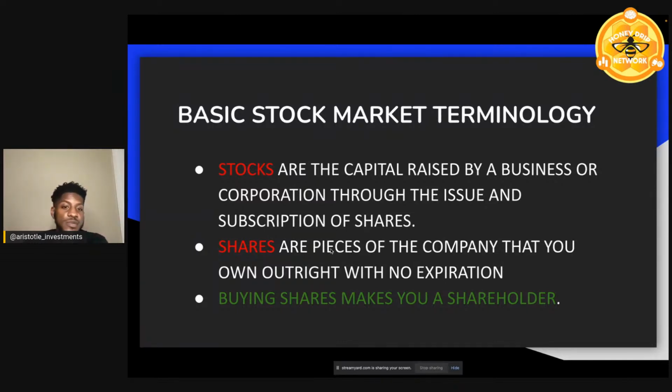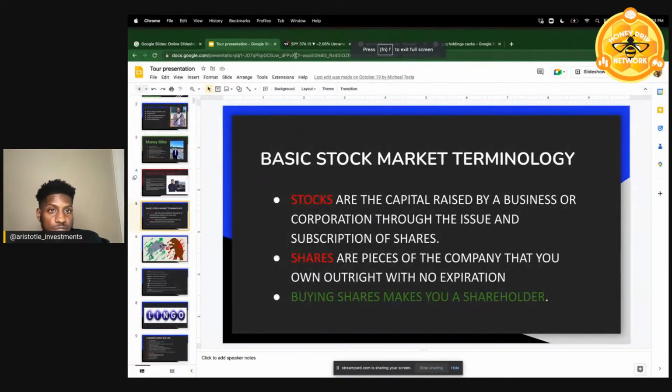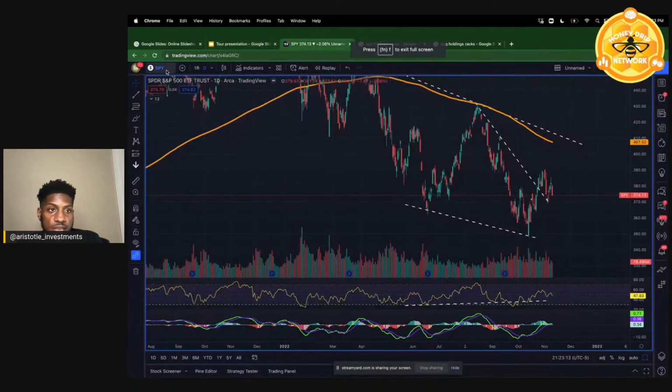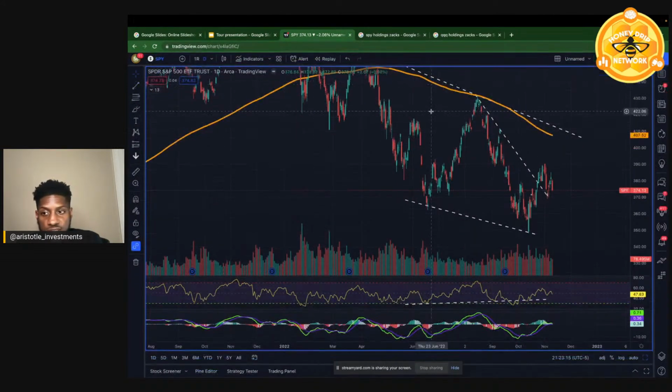Basic stock market terminology. Stocks are the capital raised by a business or corporation through the issue and subscription of shares. Shares are pieces of the company that you own outright with no expiration. Buying shares makes you a shareholder. So if I'm buying one share of Apple, then Apple will be whatever the price is. So this is the last price.